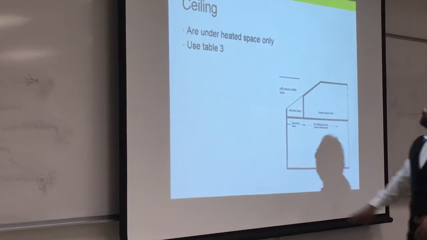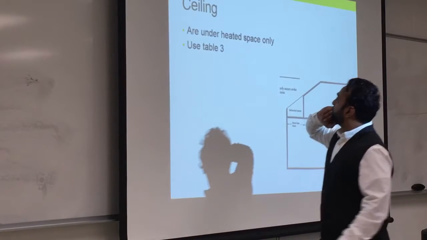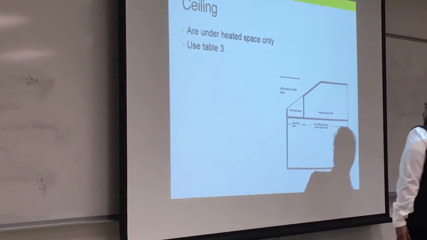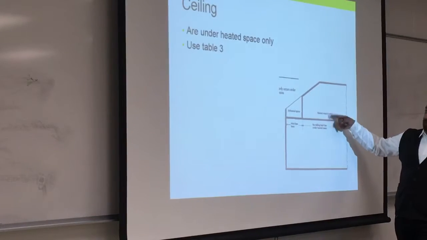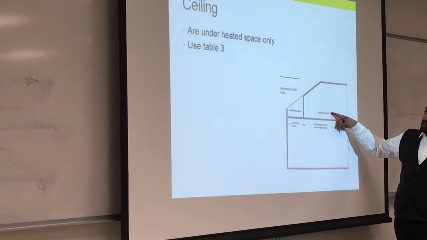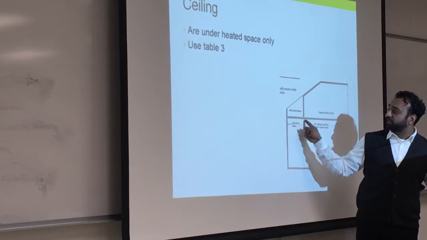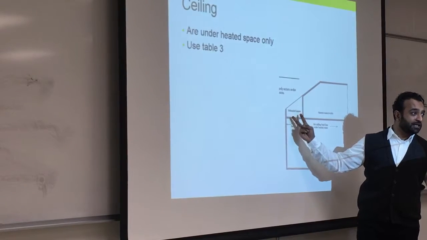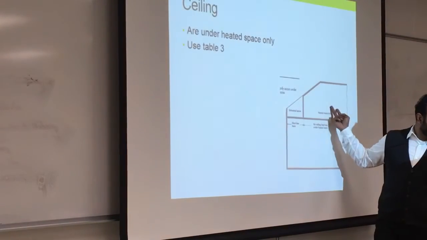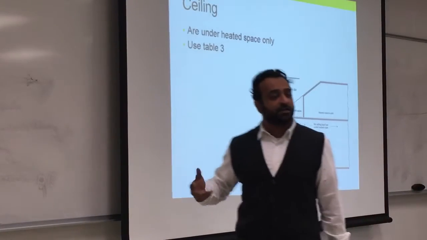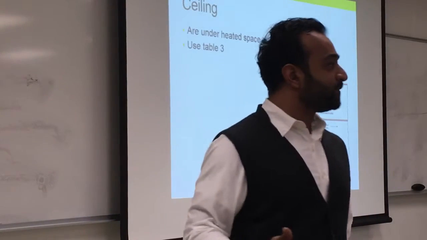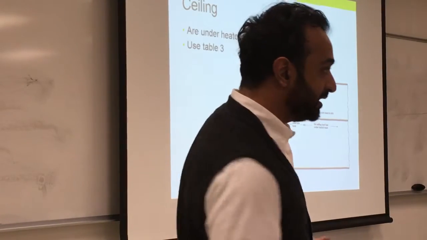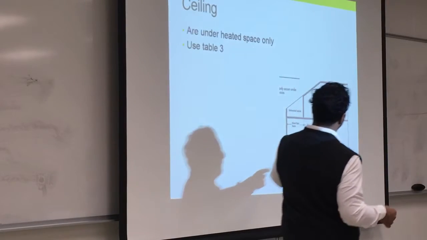Ceilings. So ceilings are under heated space only, and you can use table 3 for the ceilings. So this ceiling here is under heated rooms, so it does not count. But if you have both, you're going to use this little small area. The small area counts as heat loss. You're going to lose heat from here, not from here. Again, if you have a heated space, you're not going to lose heat to it. Why? Because delta T is 0. There's no heat transfer, it's heated. So you do not need to include that.